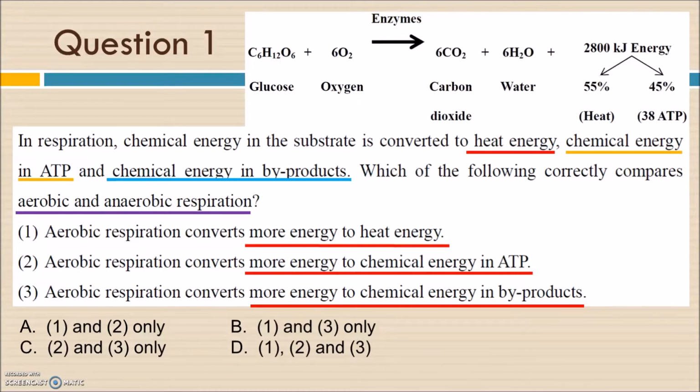For the question, it's asking the difference between aerobic and anaerobic respiration. Statements 1 and 2 are correct because aerobic respiration is the complete breakdown of the food. Therefore, they can convert more energy from the food to both heat energy and ATP. However, the byproducts produced are water and carbon dioxide, which are compounds with low energy level.